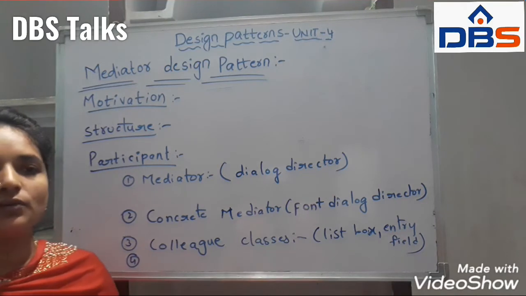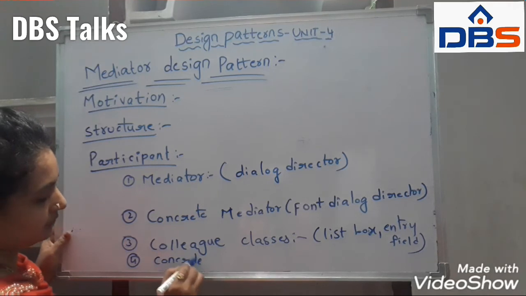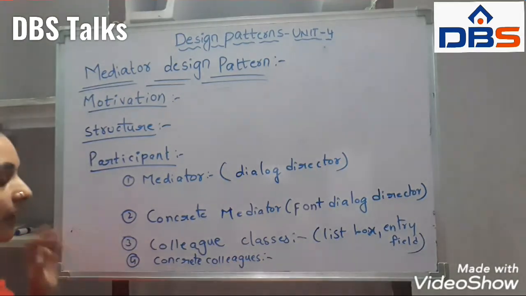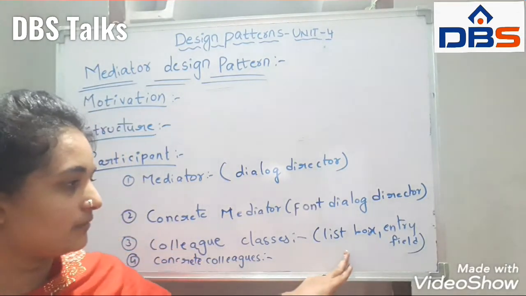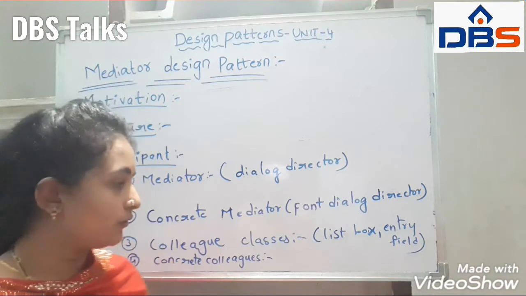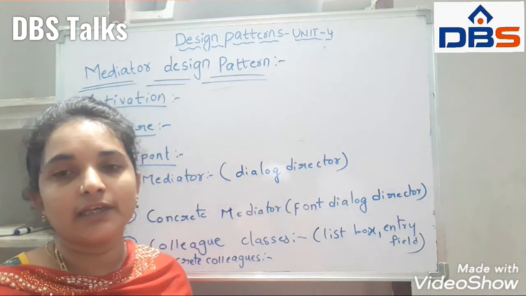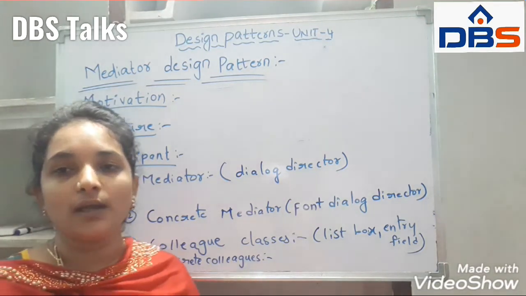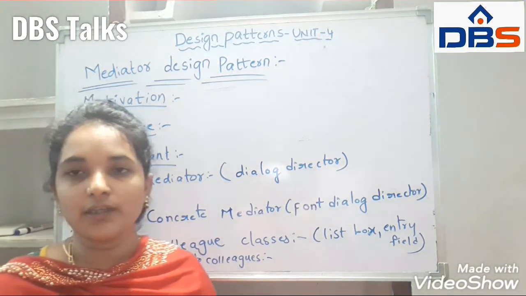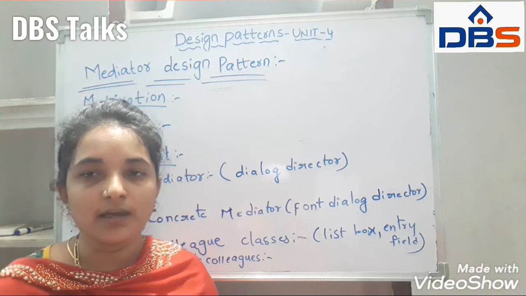The fourth participant is called the concrete colleagues. These concrete colleagues are nothing but these list boxes and entry field. These are also called the objects here. These objects want to communicate with the colleague classes, and whatever information occurs here, everything will be done through the mediator communication. The colleague classes and concrete colleagues communicate with each other by using the mediator design pattern. So these are the different participants in the mediator design pattern.